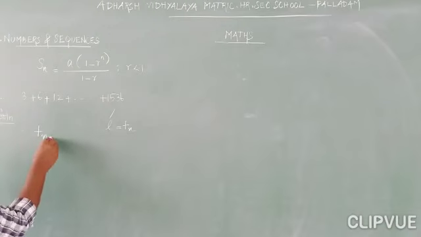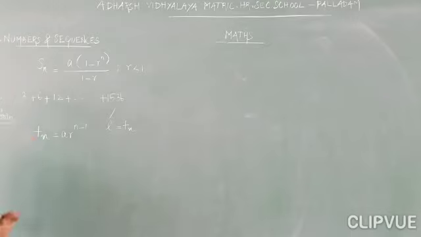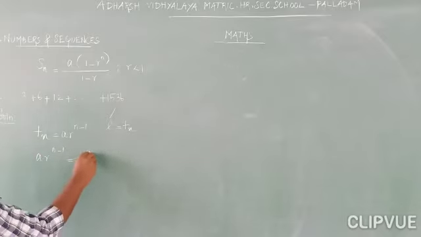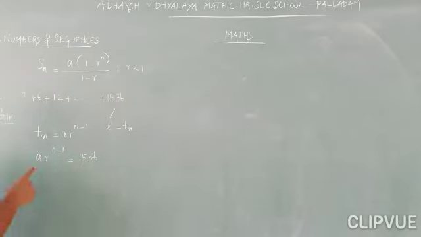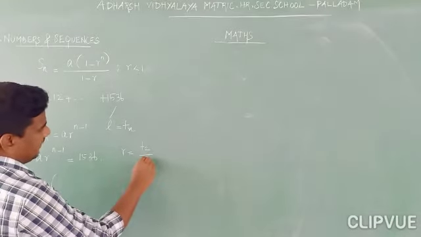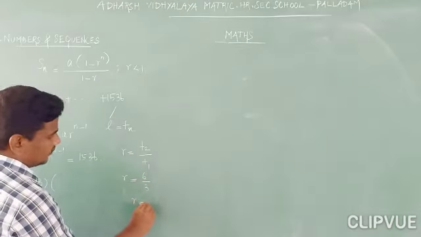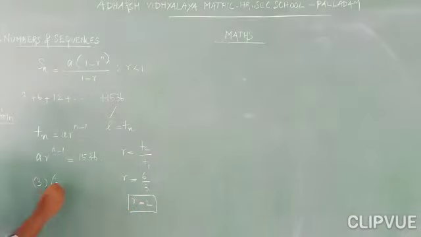Tn is equal to a r power n minus 1 in the geometric progression. So this value is equal to 1536. So a r power n minus 1 is equal to 1536. In this series, a is equal to 3 and r is 6 by 3. r is equal to term 2 divided by term 1. So 6 by 3 gives 2. Common ratio r is equal to 2. So 3 into 2 power n minus 1 is equal to 1536.